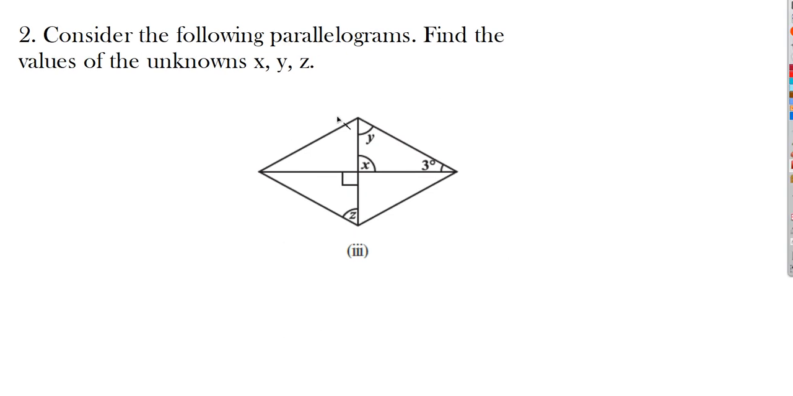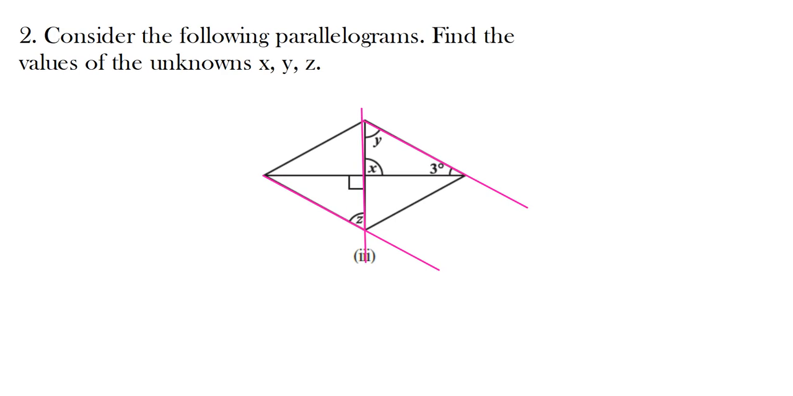Here you can see this side and this side, they are parallel. Now this is a transversal. So these two angles form alternate interior angles. So angle Y is equal to angle Z.